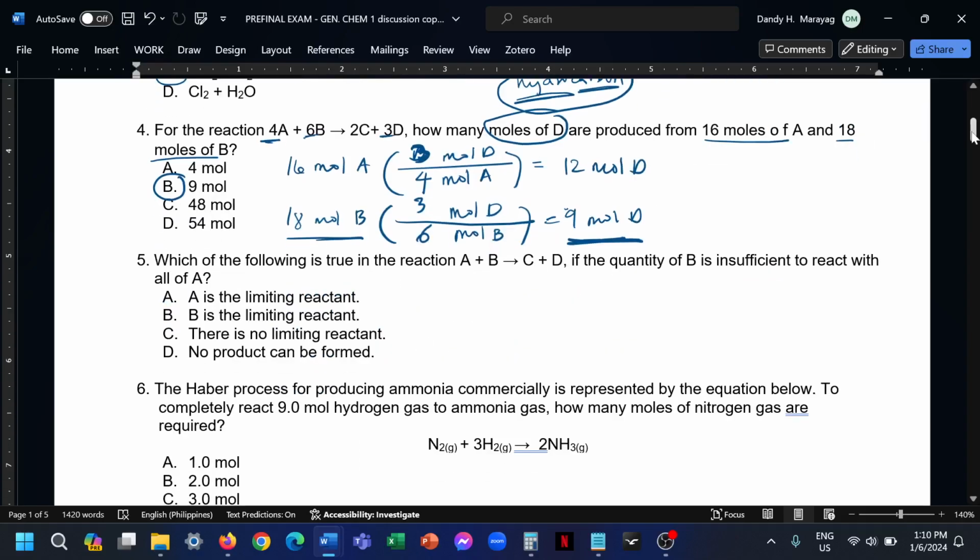Number 5, which of the following is true in the reaction A plus B yields C plus D if the quantity of B is insufficient to react with all of A? So it's obvious from the definition here. B is insufficient to react with all of A. So obviously B is the limiting reagent or the limiting reactant.